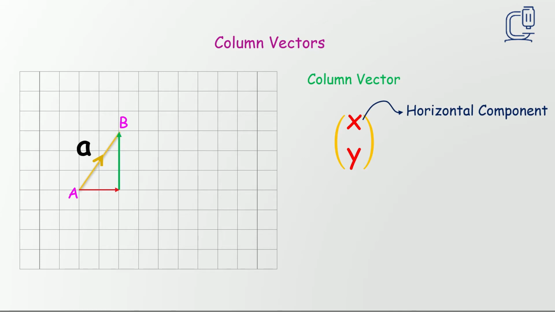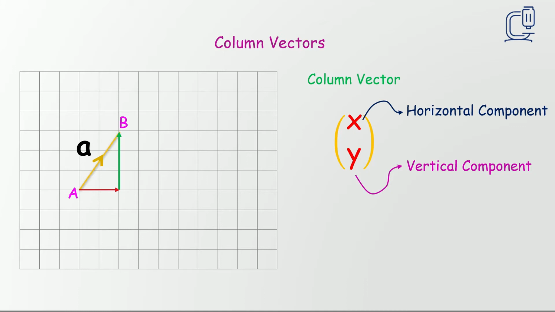This is the top number in the column vector and tells us how many spaces to the right or left to move. If the number is positive, the direction is to the right. If the number is negative, the direction is to the left. There is the vertical component, also known as the y component. This is the bottom number in the column vector and tells us how many spaces up or down to move. If the number is positive, the direction is upwards. If the number is negative, the direction is downwards.